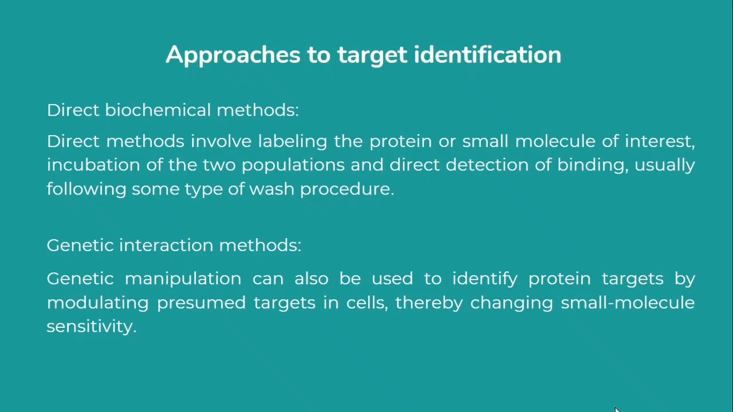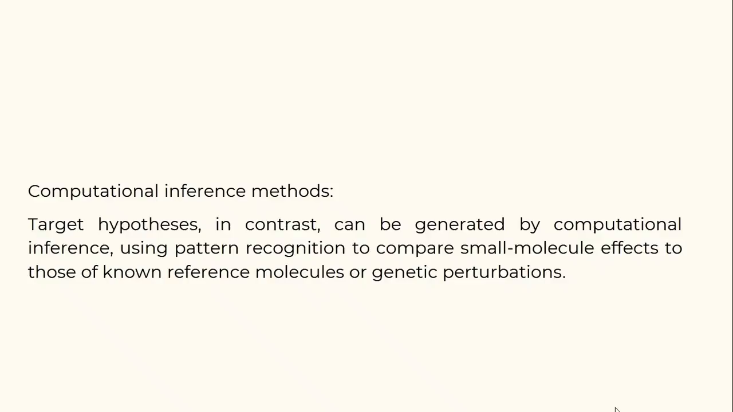Genetic interaction methods. Genetic manipulation can also be used to identify protein targets by modulating presumed targets in cells, thereby changing small molecule sensitivity. Comparative genomic strategies aim to compare simultaneously two or more genomes in order to identify similarities and differences and hence identify potential drug targets.